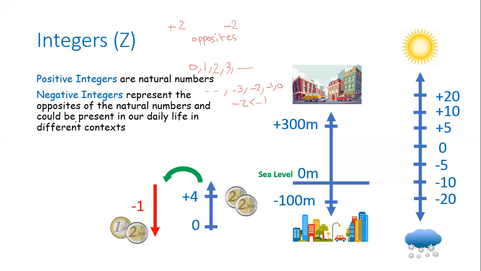Negative integers could be present in our daily life in different contexts. For example, the temperature degrees are measured relative to a starting point that is 0 Celsius. So on a summer day, you might hear that the temperature is plus 20 degrees. However, on a snowy winter day, you might hear that it is minus 5, minus 10, or even below.